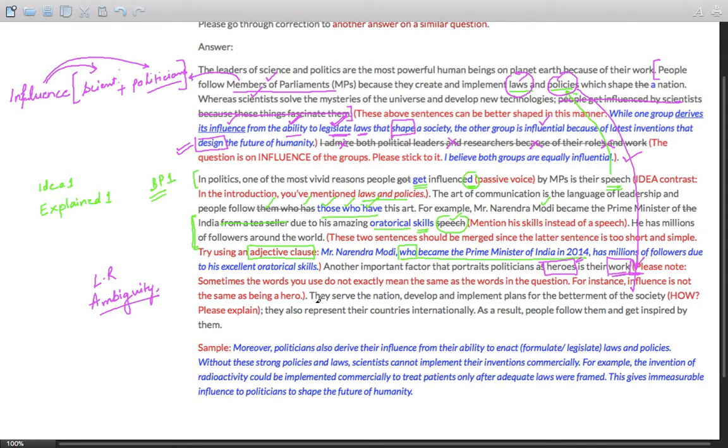Instead of doing that, you jump to the next point: "They serve the nation, develop and implement plans for betterment of society." How do they implement and how do they develop these plans? How does that make the society better? Do something, explain something. This lacks explanation.